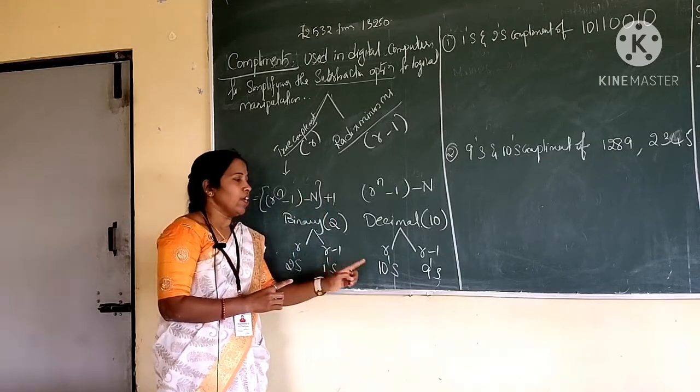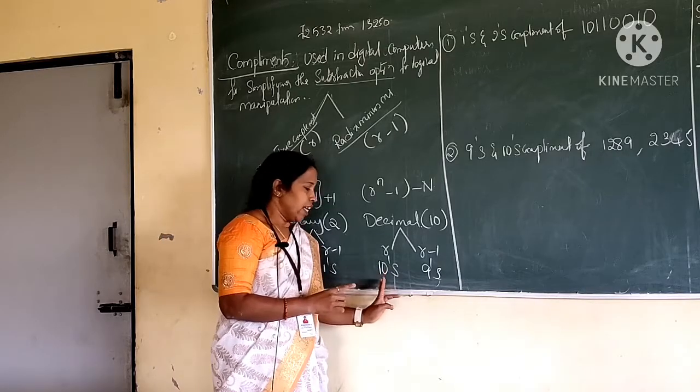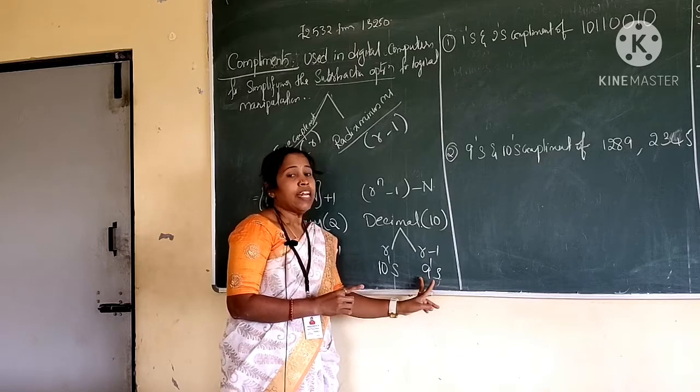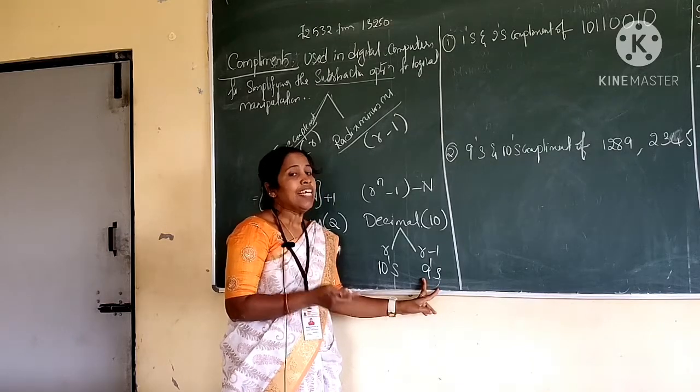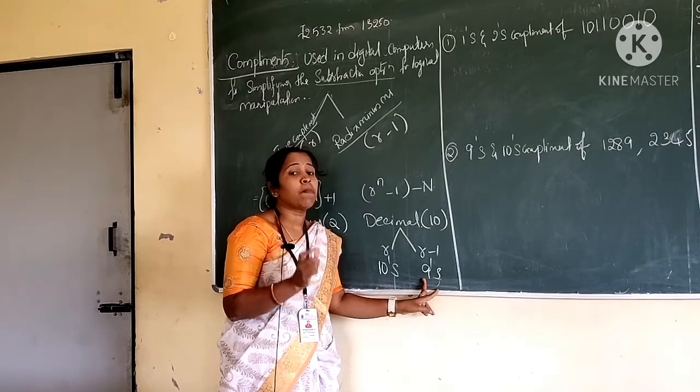So when you add 1 to the 1's complement, that is the true complement. Coming to the decimal number system, we have the 10's complement and the 9's complement. For the 9's complement, each digit of a given decimal number is subtracted from 9.